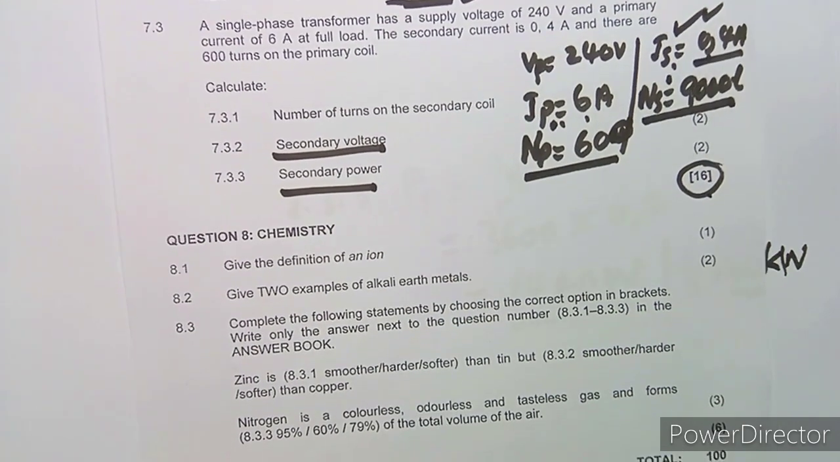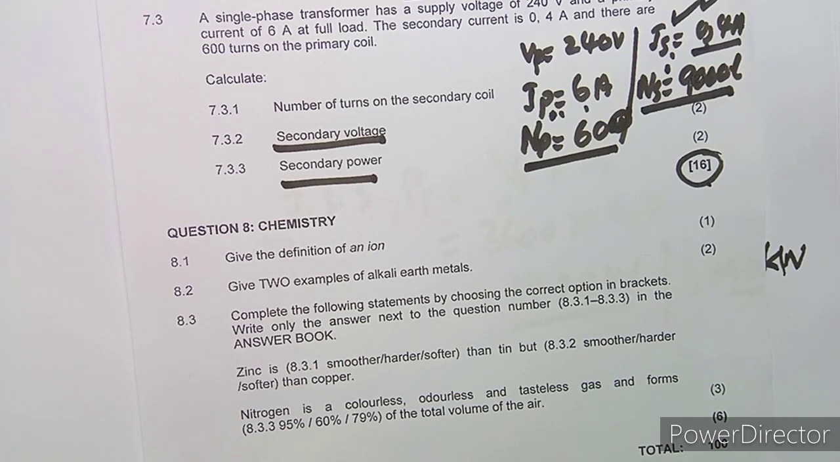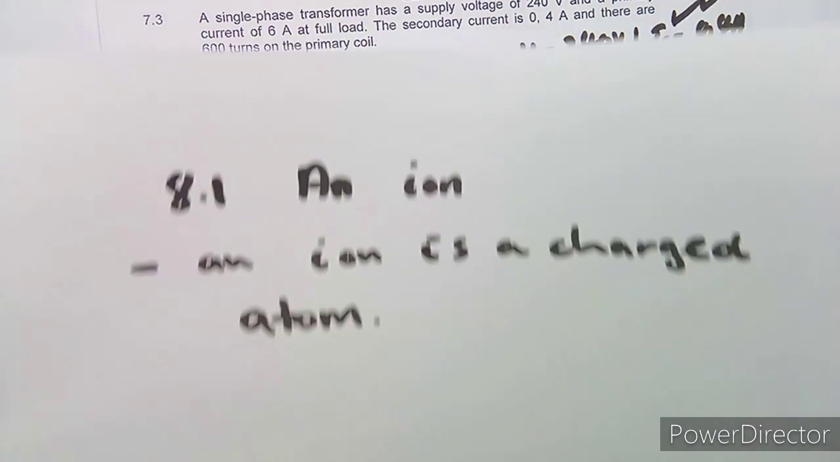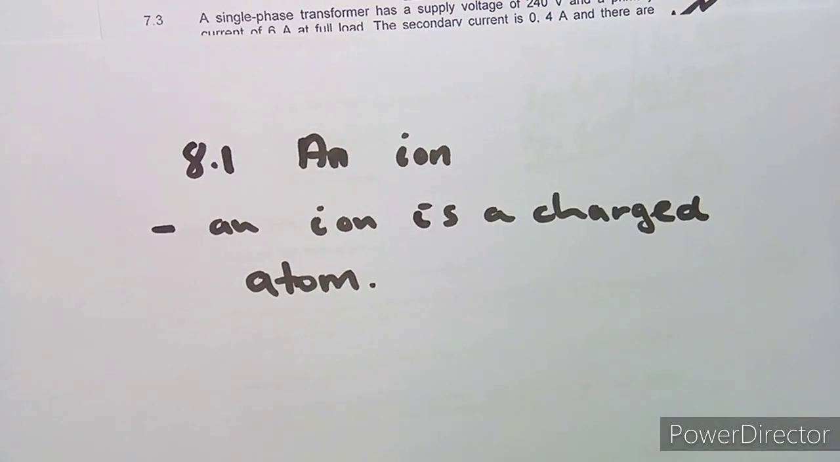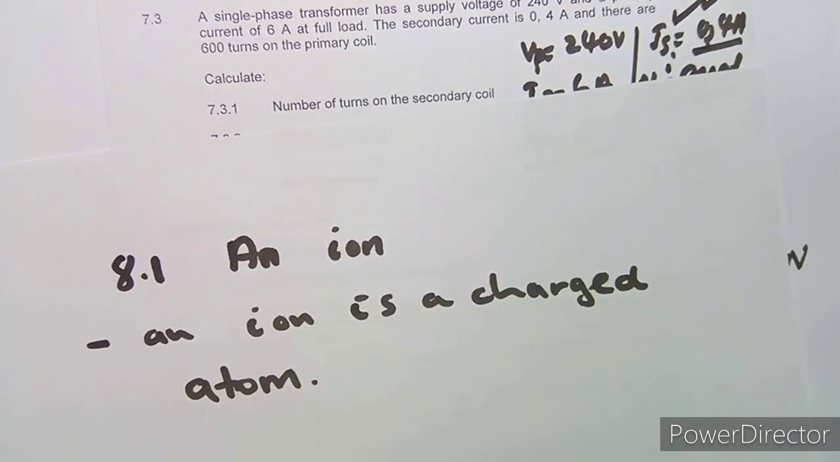Okay, anyways, let's look at question 8, which is on chemistry, where on 8.1 we are asked to give the definition of an ion. If you're given an ion, how can you best define that? An ion is simply a charged atom. So I'm going to put this definition so that you can actually see. We are saying an ion is simply defined as a charged atom.